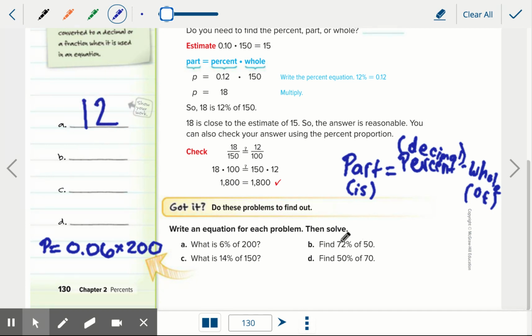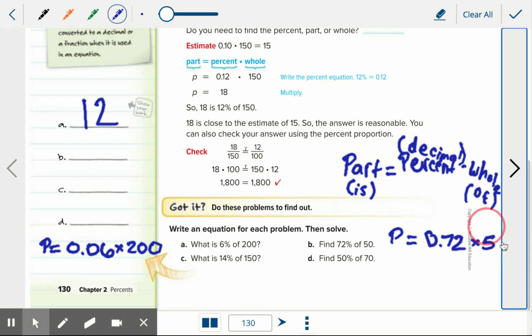Let's go ahead and look at B. Find 72% of 50. You'll notice there is no is in this one. It's a different way of looking at the problem and a different way of stating it. But again, if I'm looking to find 72% of 50, I'm looking for the part. So I'm going to be writing my percent as a decimal, and I'm multiplying it times 50. Sorry about that. So I go ahead and do those two problems, and I get 36.